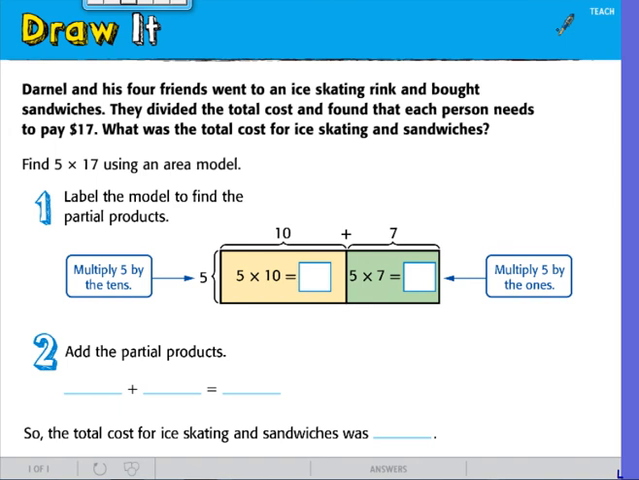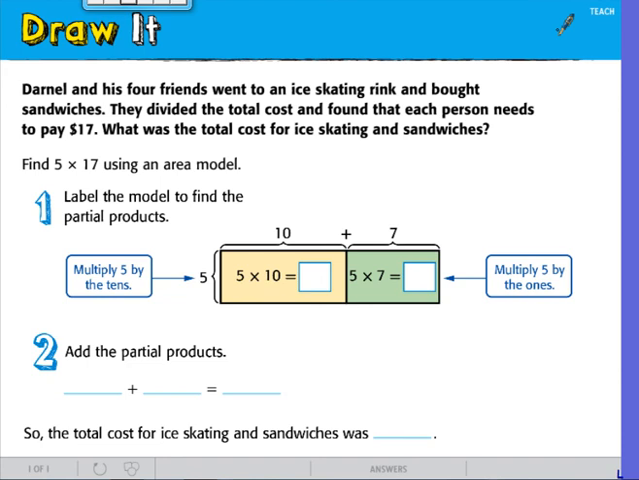Sorry, couldn't help myself. Now, he has 4 friends, right? Darnell and his 4 friends. So how many of them are there total? 5. Sorry. It's all right. Just raise your hand, Wyatt. So Darnell and his 4 friends. How many kids total? No, we're not there yet. Darnell and his 4 friends. How many kids are there total that they split this cost of? There are 5 kids.